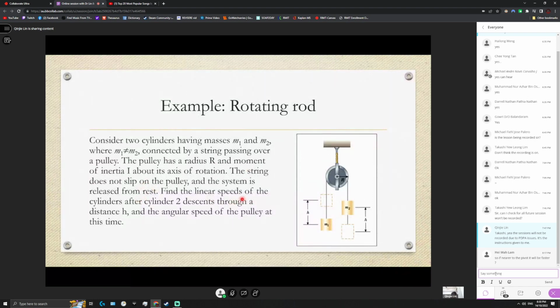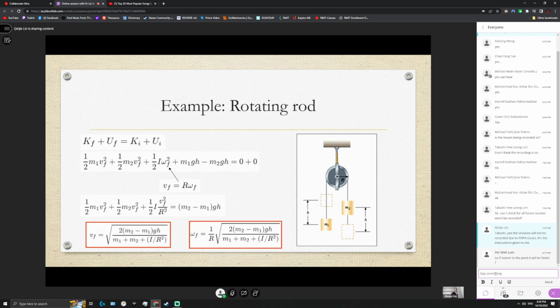The string does not slip on the pulley and the system is released from rest. Find the linear speeds of the cylinders after cylinder 2 descends through a distance h, and the angular speed of the pulley at this time. So they tell you this 2 will move down to here. Of course, if this moves down to here, this M1 will move up to here. Then they ask you to find the linear speeds. So how to do that? We can use the conservation of energy.